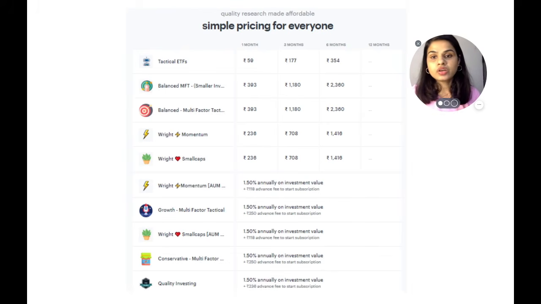Again, to reiterate, which portfolios will be suitable for you. If you look at the core portfolios, the balanced, growth, and conservative: if you are a high risk investor, you can invest into growth. If you're a balanced investor, you can invest into balanced. And if you're a low risk investor, you should invest into conservative.